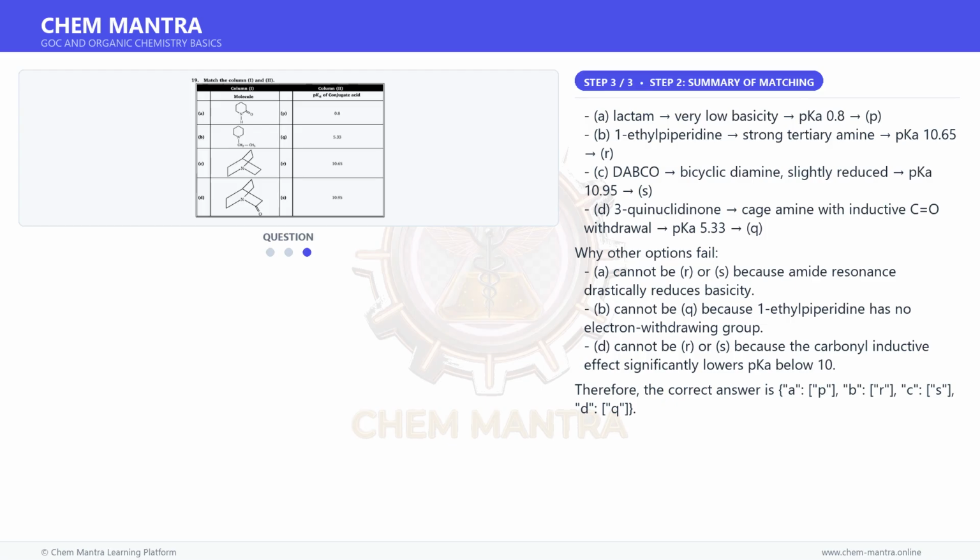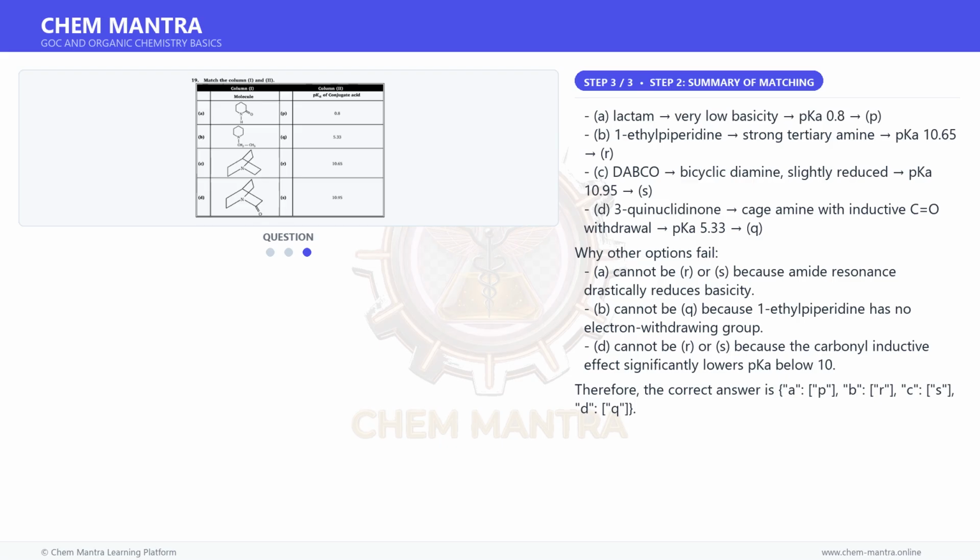And for the final step. A. Lactam, very low basicity, pKa 0.8, P. B. 1-Ethylpiperidine, strong tertiary amine, pKa 10.65, R. C. DABCO, bicyclic diamine, slightly reduced pKa 10.95, S. D. 3-Quinuclidinone, cage amine with inductive C=O withdrawal, pKa 5.33, Q.